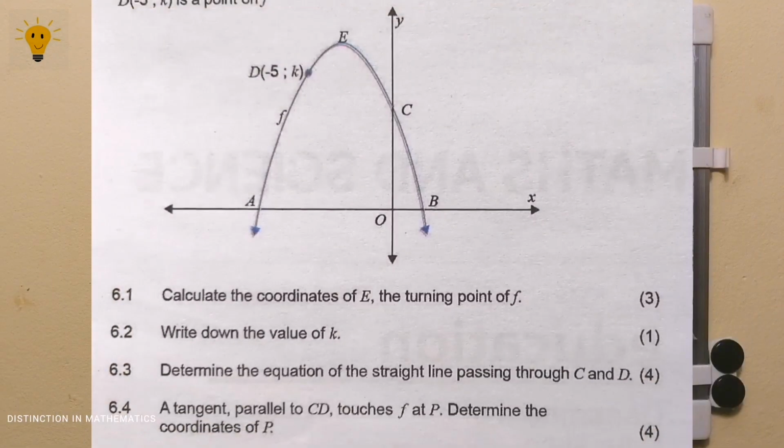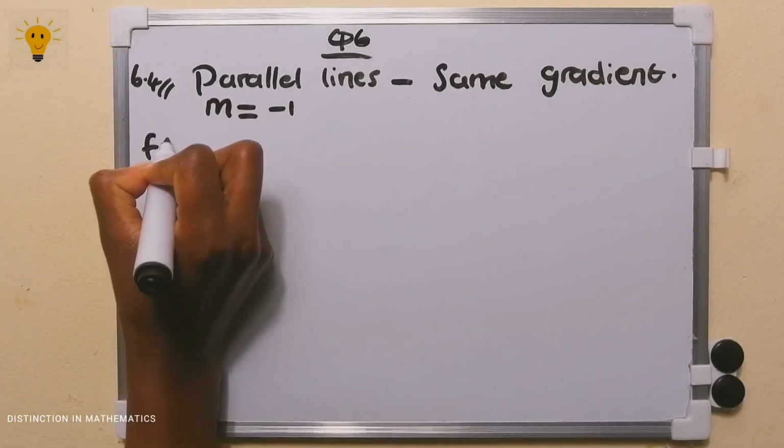6.4 is a tangent parallel to CD touches f at P. Determine the coordinates of P. Always keep in mind that parallel lines have the same gradient. So because of that reason, we already have the gradient of the tangent that touches f at P. So because it touches f, now we have to find the derivative of f at x and then equate it to the gradient, which is -1, and then solve for x, which is going to be the x value of P. So let's do it together.